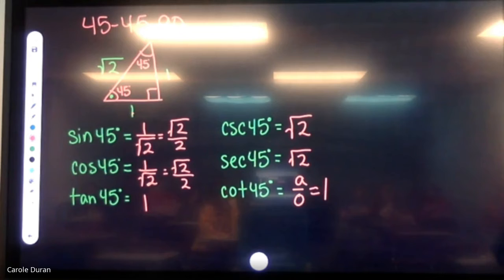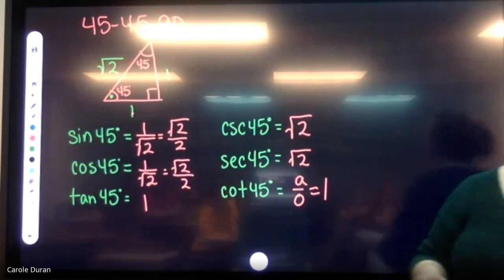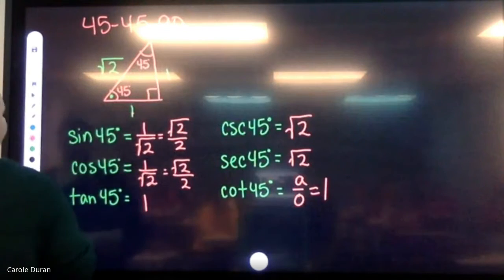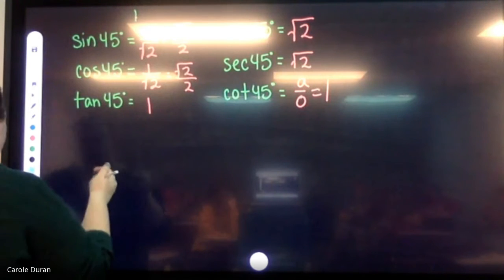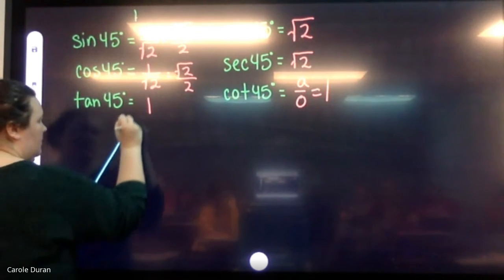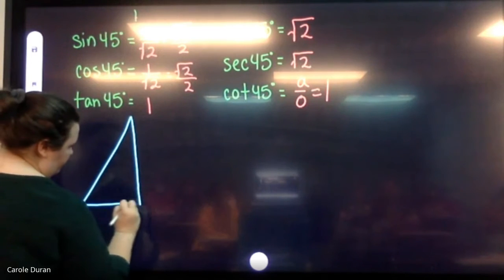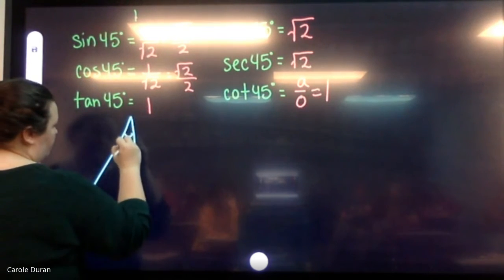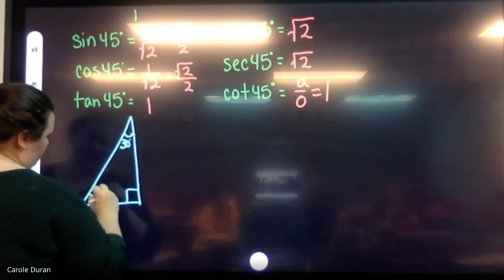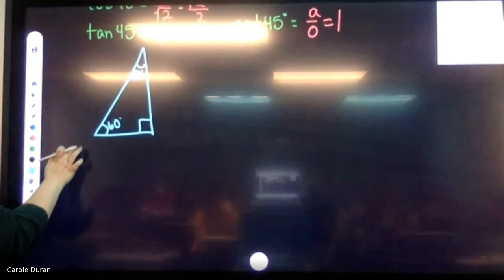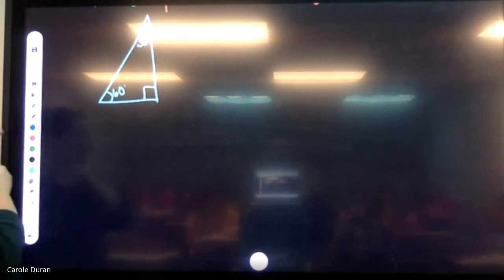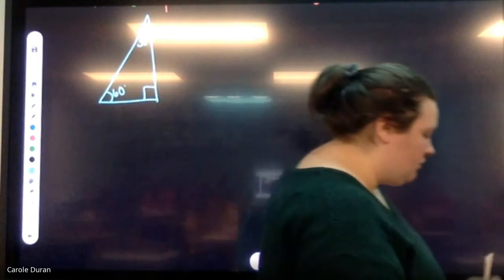Questions, concerns, or issues with that 45, 45, 90 triangle? Okay, we're going to do the same thing with my 30, 60, 90 degree triangle once we identify those special angle measures. I'll leave that up while I draw our 30, 60, 90 degree triangle to the best of my abilities. Okay. So here I have a 30, 60, 90 degree triangle.